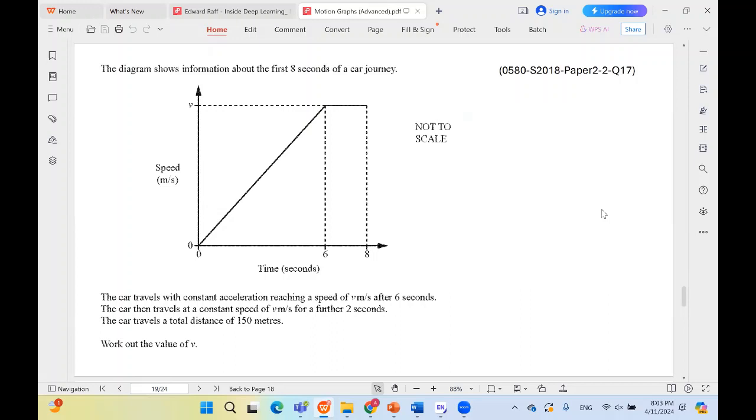Again, this is pretty much the same idea. The total distance is the area under the graph, and this is equal to half times b1 plus b2 times the height. b1 is the bottom base, which is 8. b2 is the top base, which is 8 minus 6, so this is 2. We got this by subtracting 8 minus 6. And then the height here is unknown, so we just write v.